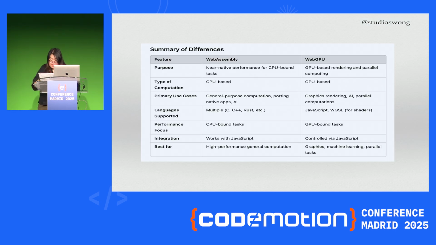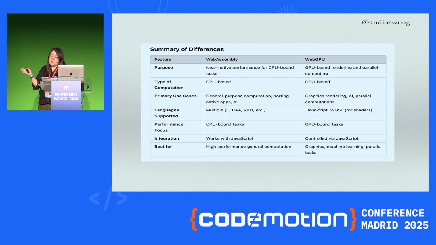Okay. So here, this is pretty much the summary of the differences between WASM and WebGPU. Of course, they're very different things, but you can see how they serve very different use cases and purposes within web development, the AI web development use case. WASM focuses on near-native performance for CPU-bound tasks, while WebGPU is obviously for GPU-based rendering and parallel computing.